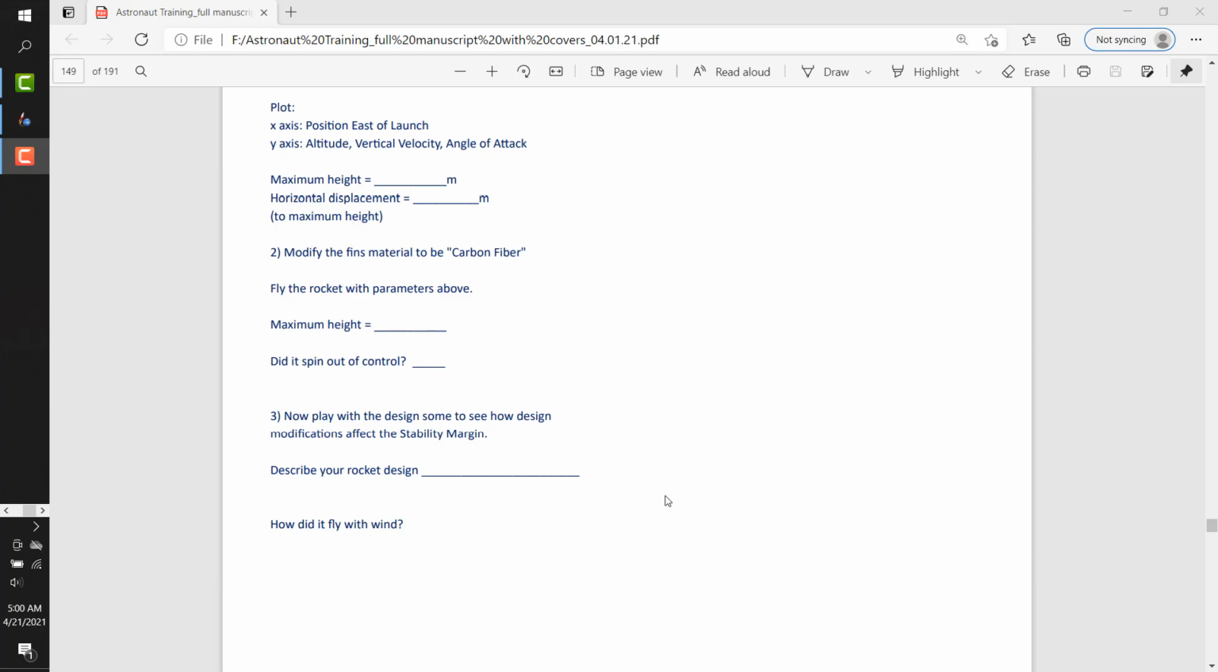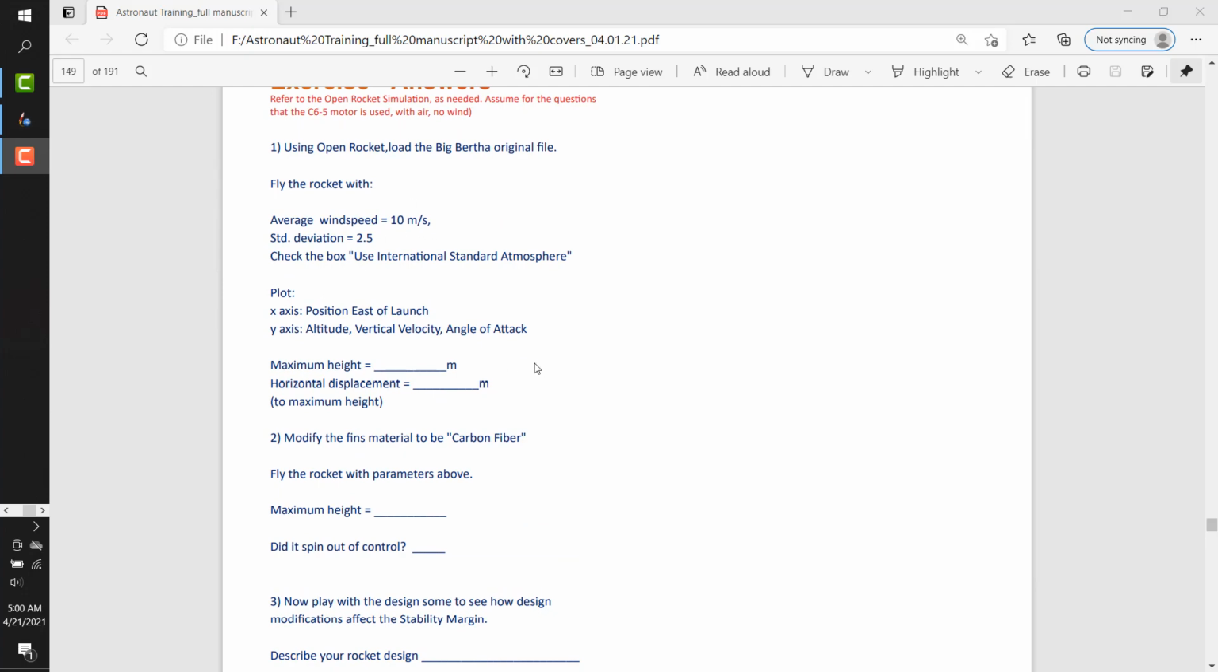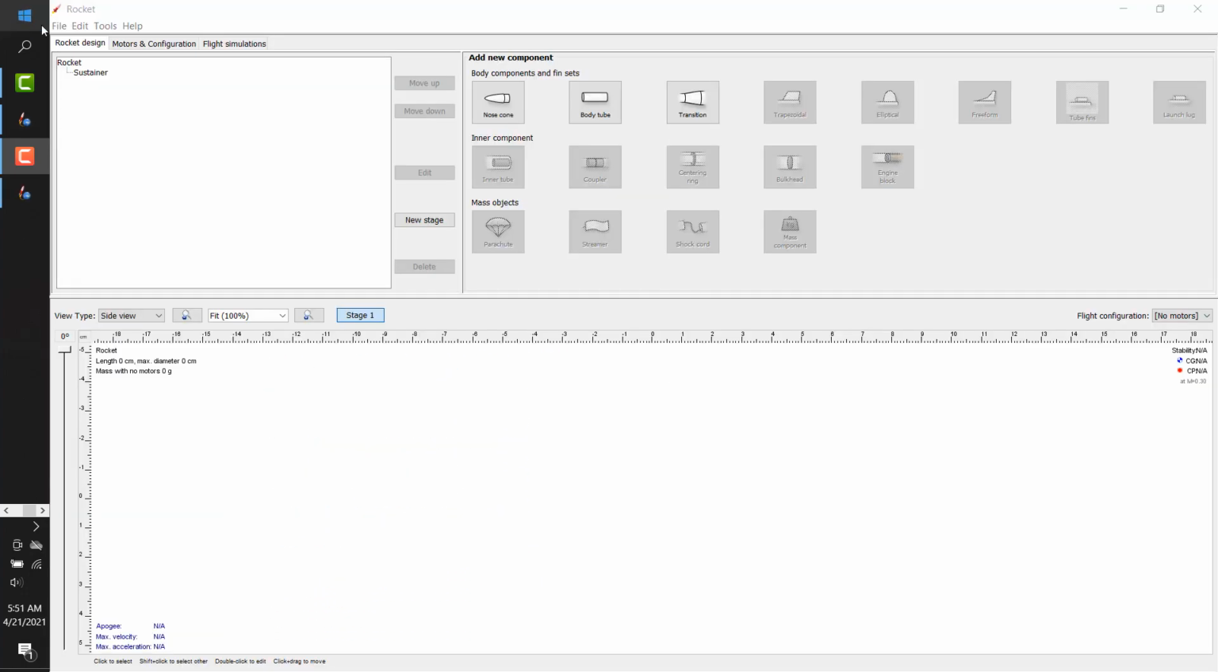And then third, just spend some time playing with the design: the type of material for the various parts, the lengths and diameters of the various components of the rocket, to see how the design affects the stability margin. Then let me know how it flew in the wind. Just provide me some notes. Turn this in for some bonus points.